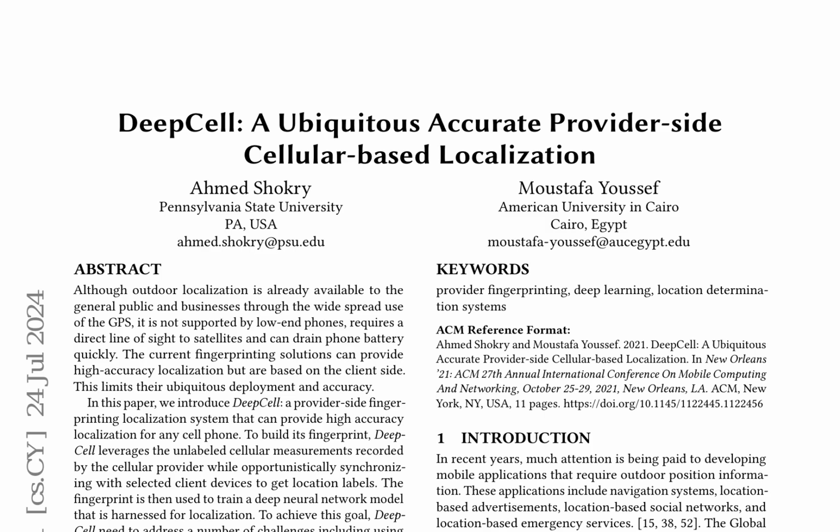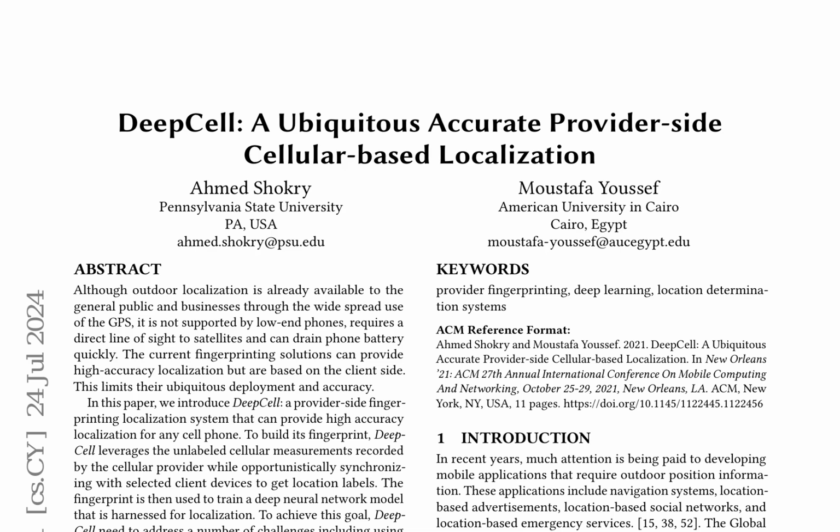DeepCell is a provider-side fingerprinting localization system that offers high-accuracy localization for any cell phone, regardless of its type or generation. Unlike existing client-side fingerprinting solutions, DeepCell leverages unlabeled cellular measurements recorded by the cellular provider, opportunistically synchronizing with selected client devices to obtain location labels. This approach enables ubiquitous deployment and accuracy, overcoming the limitations of traditional GPS, Wi-Fi, and sensor-based localization systems.